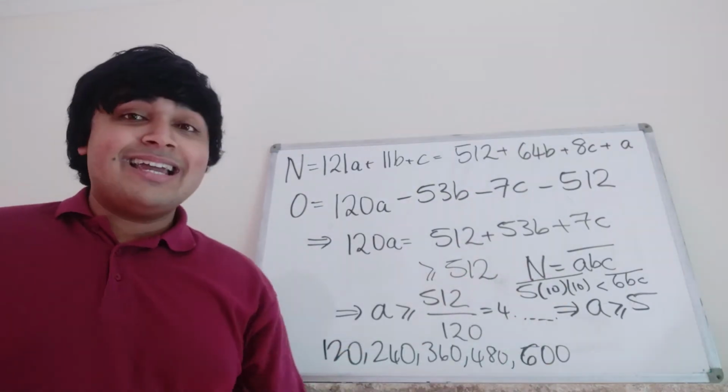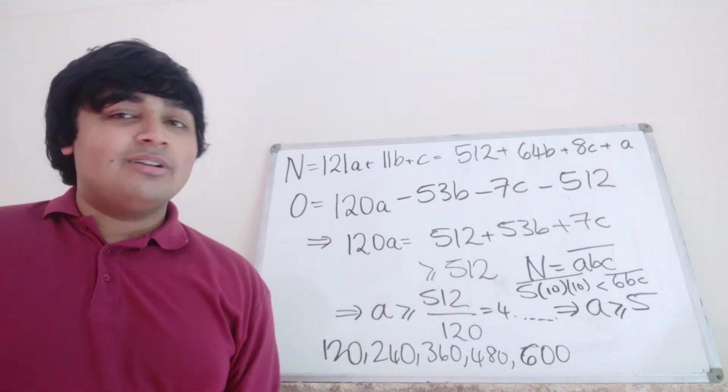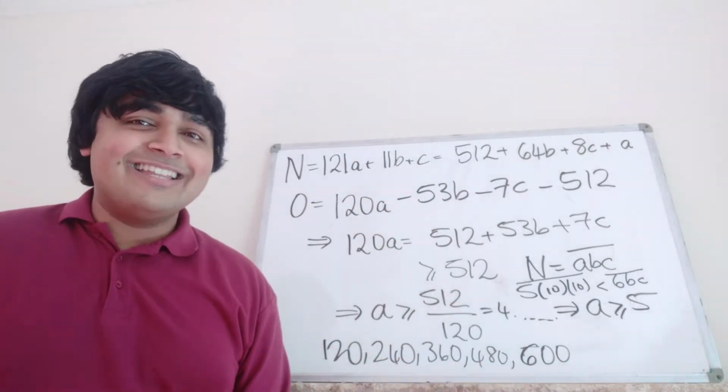So let's see if we can do that, and if we can't, then we're going to have to try A equals 6, A equals 7, and so on. Anyway, let me clean the whiteboard and we can continue.